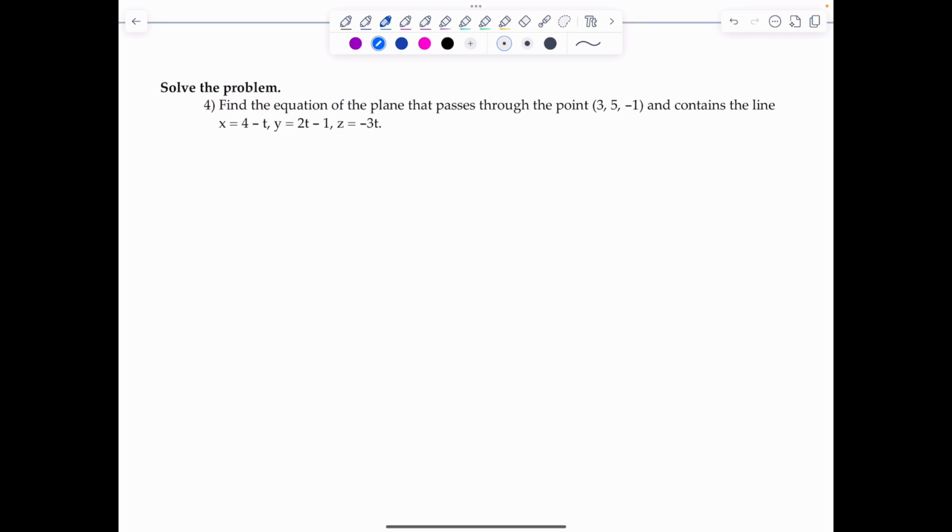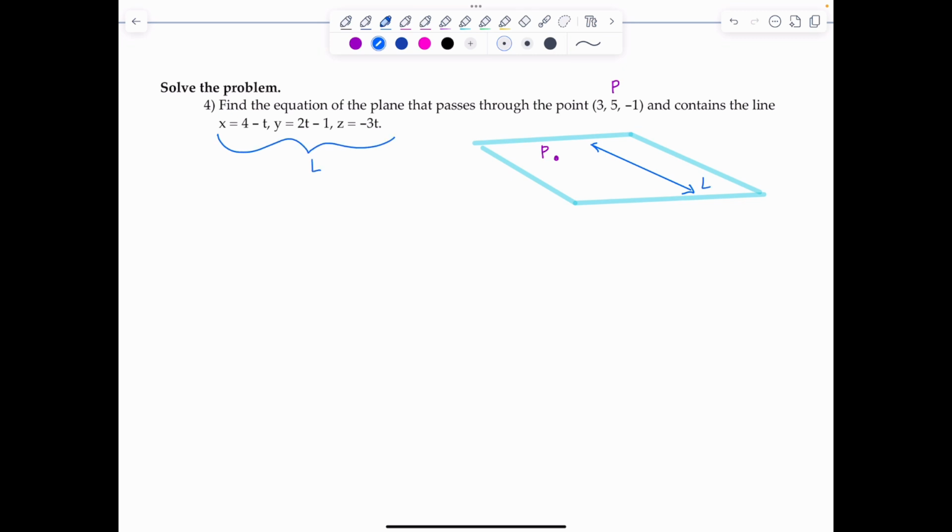All right, next one. Find the equation of the plane that passes through the point 3, 5, negative 1 and contains the line that's given there. So here's what's going on. We need the equation of a plane. Anytime we write an equation of a plane, we need a vector normal to the plane and we need a point in the plane. Well, they gave me a point, 3, 5, -1. Here's my point P. Also, they told me this plane contains this line here. I'll call this line L, okay?